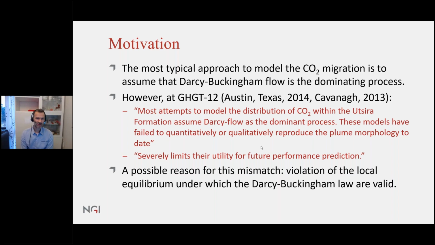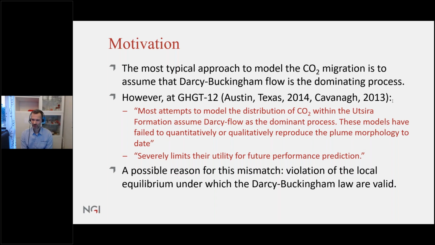So at the GHGT 12, I attended and I listened to a presentation by Andrew Cavanagh, and he basically said that the Darcy flow models do not manage to match this plume morphology very well, neither quantitatively or qualitatively. And also severely limits their utility for future performance. So that's a little bit of a punch in the gut, I guess, when you're working with these models.